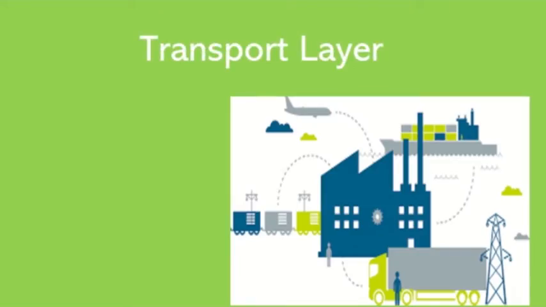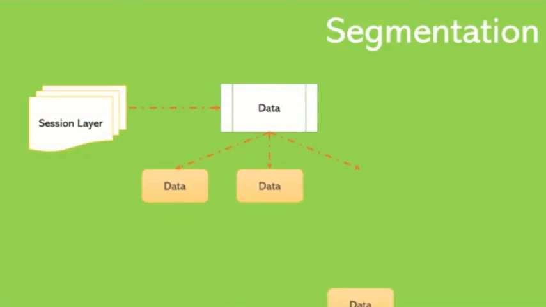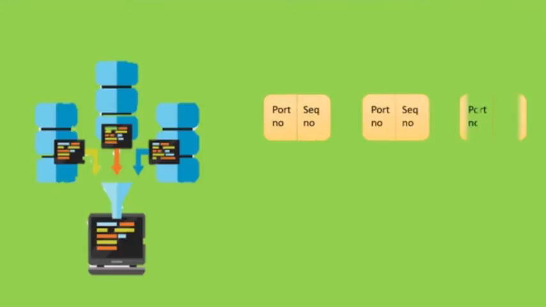Next is the transport layer. The transport layer controls segmentation, flow control, and error control. In segmentation, data received from the session layer is divided into small data units called segments. And each segment contains its source and destination port number and sequence number. The port number helps to direct the data to the correct application. The sequence number helps assemble segments in the correct order to form the correct message at the receiver.